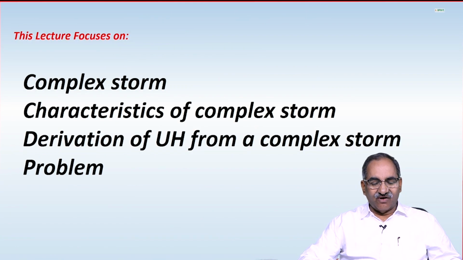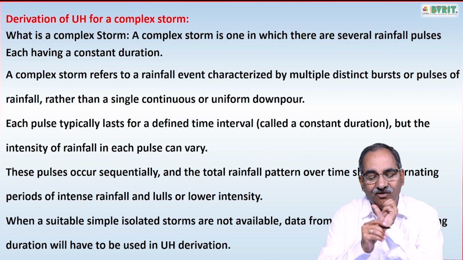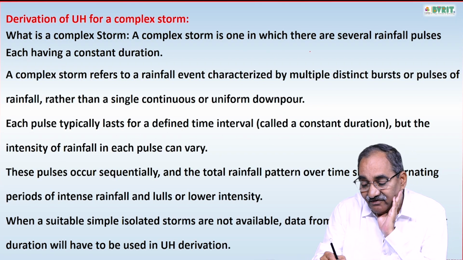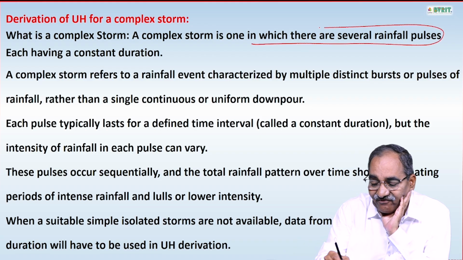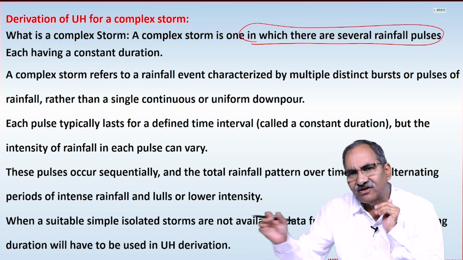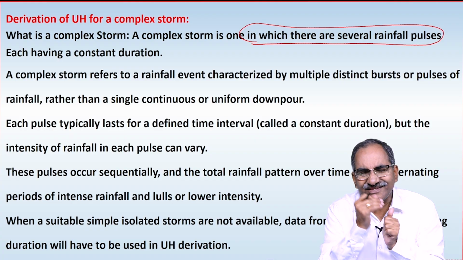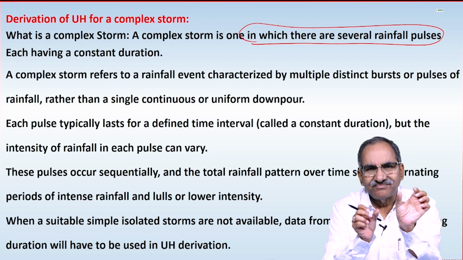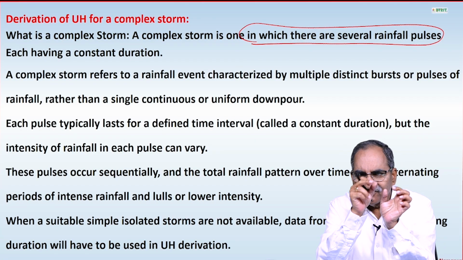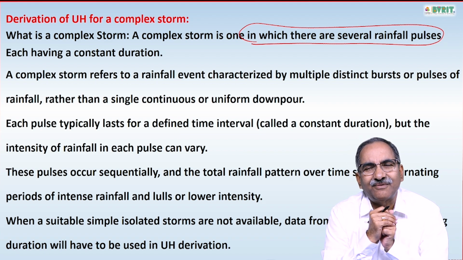The complex storm, characteristics of complex storm, derivation of UH from a complex storm. What is a complex storm? A complex storm is one in which there are several rainfall pulses. That means several rainfall events have occurred, each having constant duration. What is the meaning of that? One hour the rainfall has occurred, so that is one pulse, with an intensity of, for example, 2 centimeter per hour.